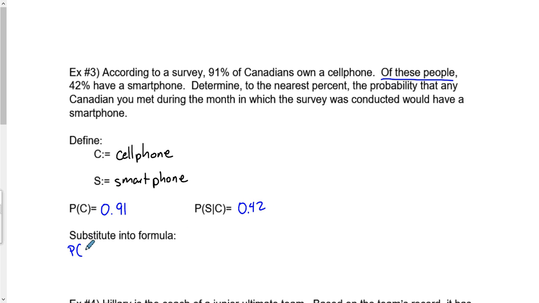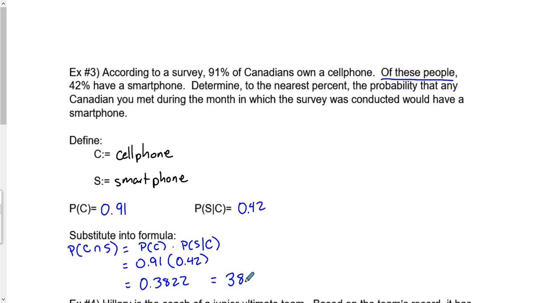So if we want to find out the probability of cell phone and smartphone happening, it'd be the probability of our cell phone happening multiplied by the probability of smartphone, given that a cell phone has already happened. So 0.91 multiplied by 0.42. And that comes out as 0.3822. Of course, if we're dealing with percents, it sometimes is very beneficial to put things back to a percent.